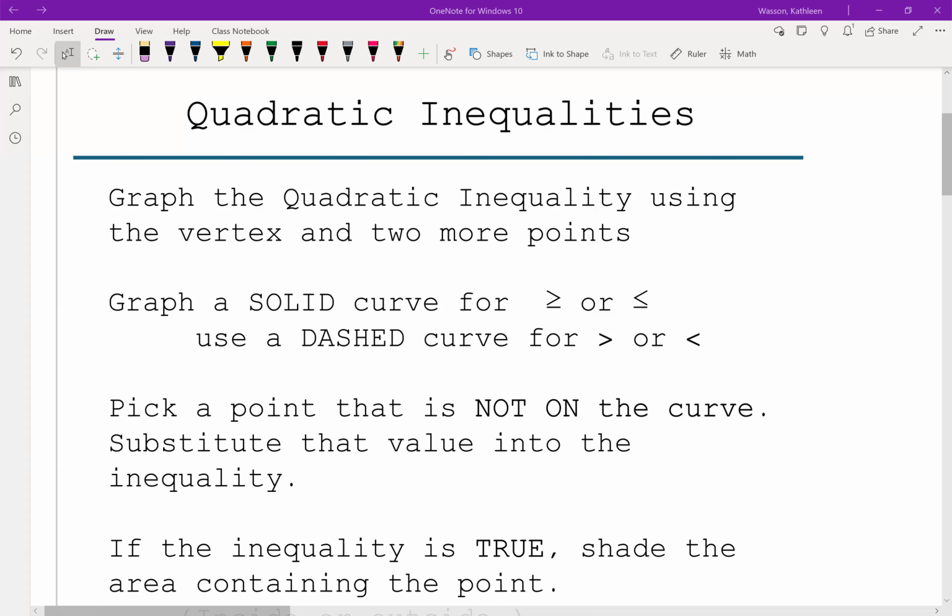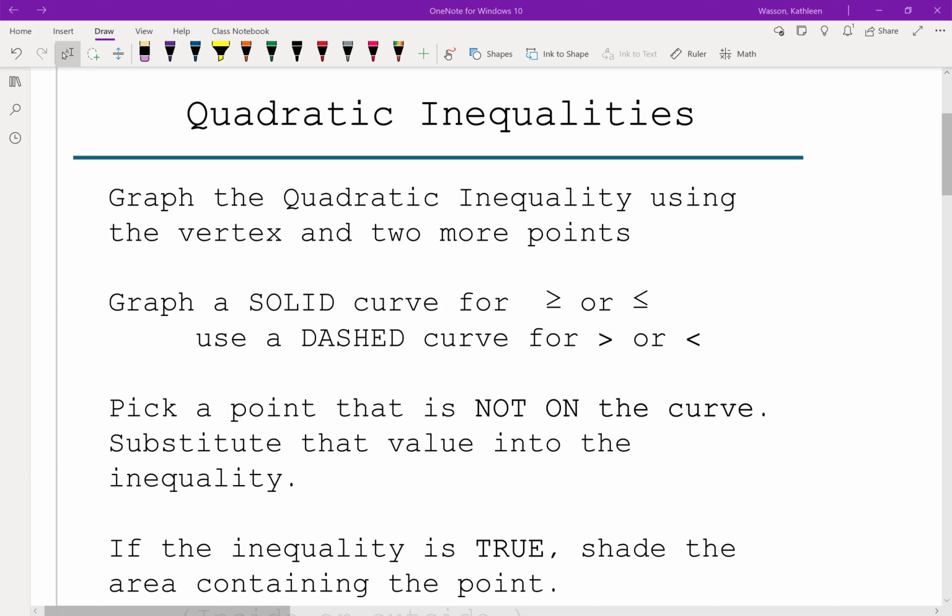Let's look at these quadratic inequalities. Whenever you graph quadratic inequalities, sometimes the quadratic will be presented in standard form and sometimes it'll be in vertex form. And as we talked about, those give you different things immediately, and there's certain things that you have to solve for.